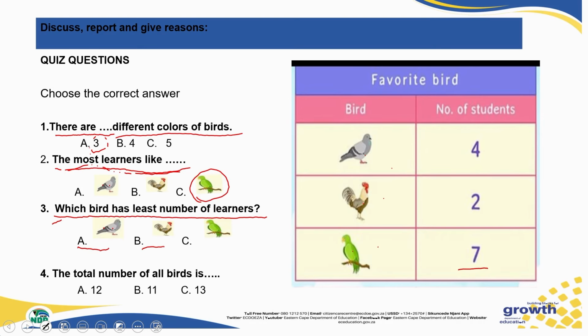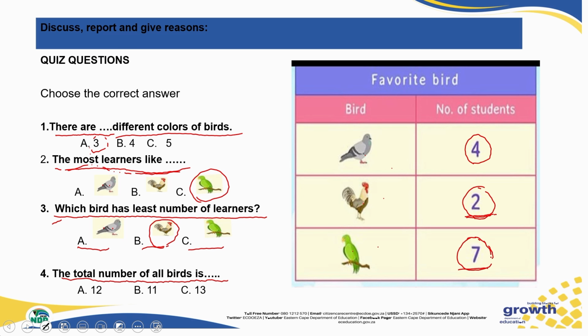Let us choose now, grade ones. Is it A? Is it B? Is it C? How do you know the answer? That's correct. It is the rooster, because our rooster has the least number, which is 2.